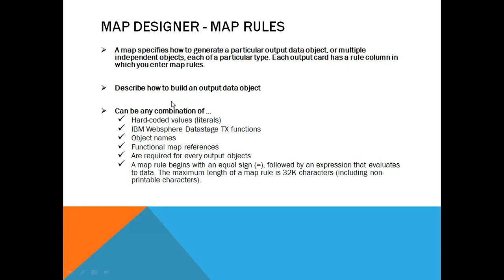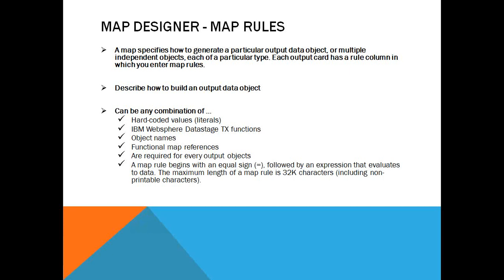The mapping rule can be a hard coded value, that means a literal, or it can be built-in functions, like the current date time or current date, or object names, which come from the input. It can also be a functional map reference.